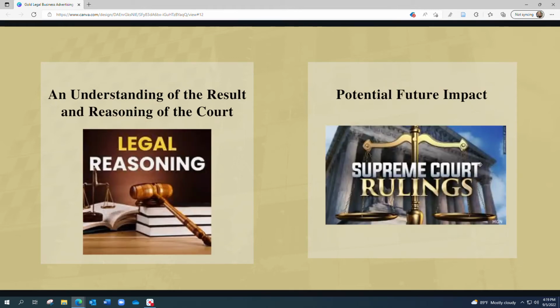Next, it's important to have an understanding of the result and reasoning of the majority opinion, as well as the reasoning of any concurring and/or dissenting opinions. Your emphasis here should be on understanding the reasoning offered by the judges for the conclusions they make. Why did the court do what it did? How did the court frame the problem before it? And how did it try to solve it? What sources of law did they rely on for their ruling?